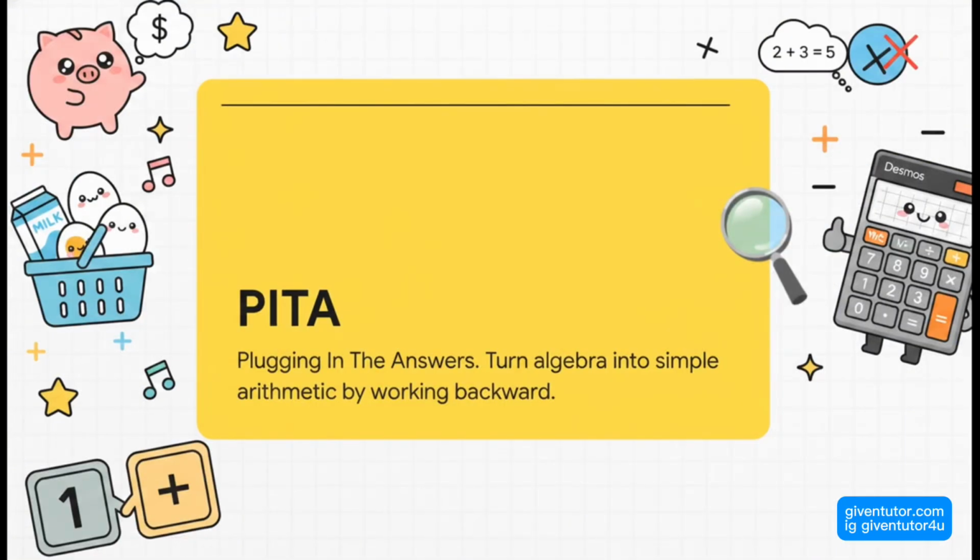And that's exactly where PITA comes in. It stands for plugging in the answers. Think about it. You don't go to the grocery store and buy x eggs, right? You buy 12. By working backward from the answer choices and plugging them right into the equation, you turn abstract algebra into simple arithmetic. And that is absolutely perfect for your Desmos calculator.